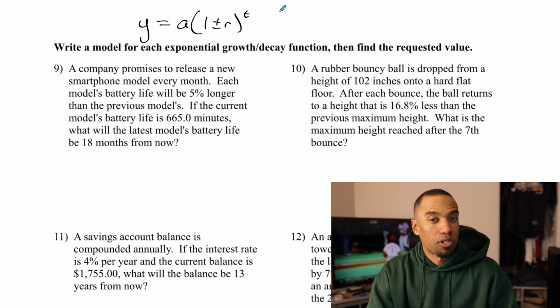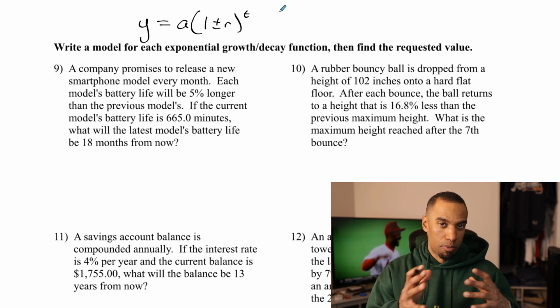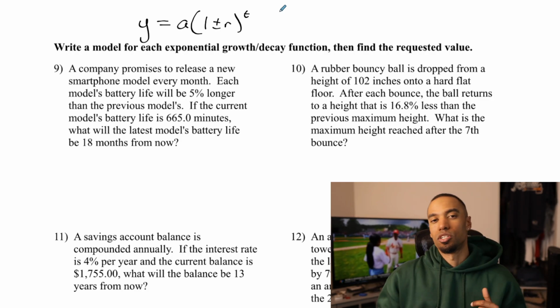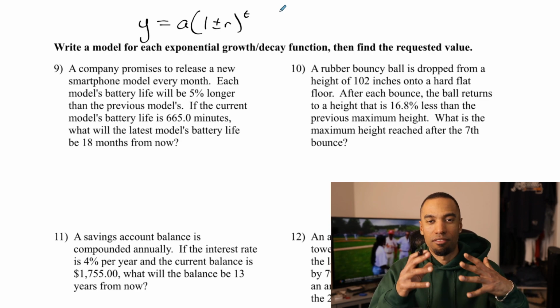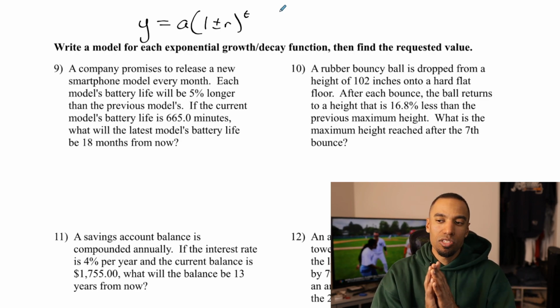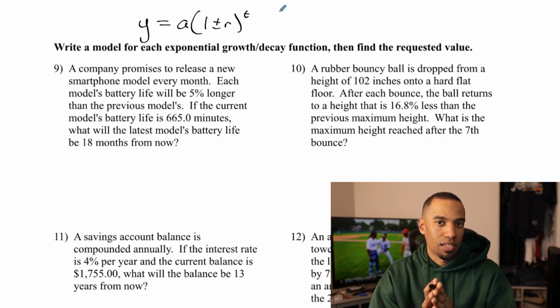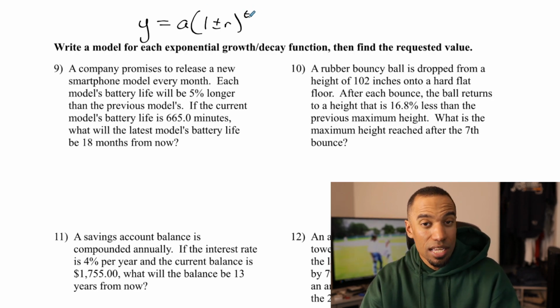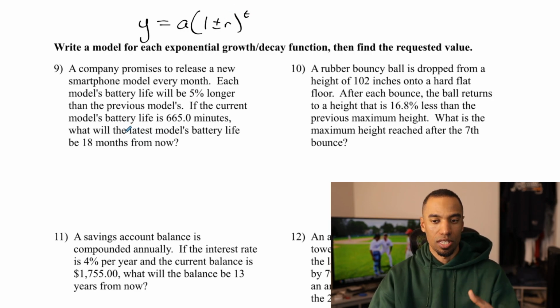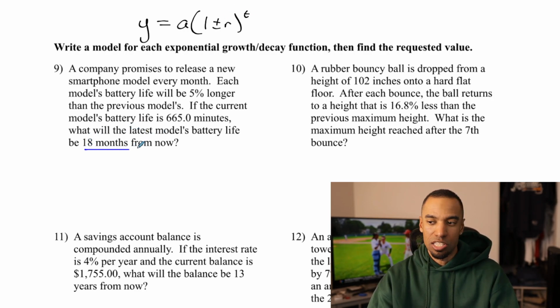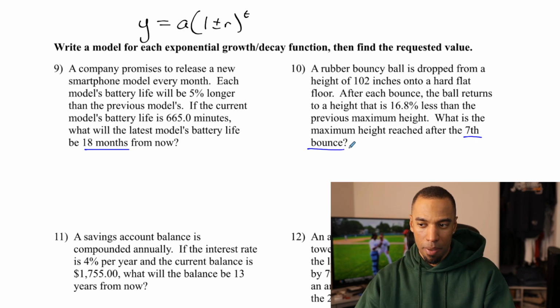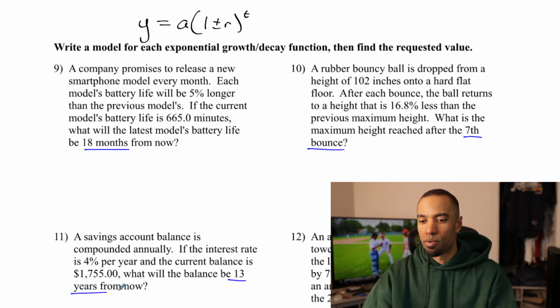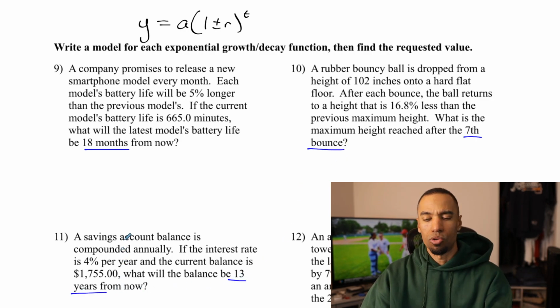Anyway, if I want to do a percentage increase of something, it's got to be 100% of what I have plus that amount. And a percentage decrease, I take 100% of what I have and take away that amount. So when I'm asked to write a model for these things, the model is represented still with t years or t time, whatever it is, before the question that's asked about, for example, number 9, 18 months from now, on the 7th bounce on number 10, 13 years from now on here. That t will be substituted later.